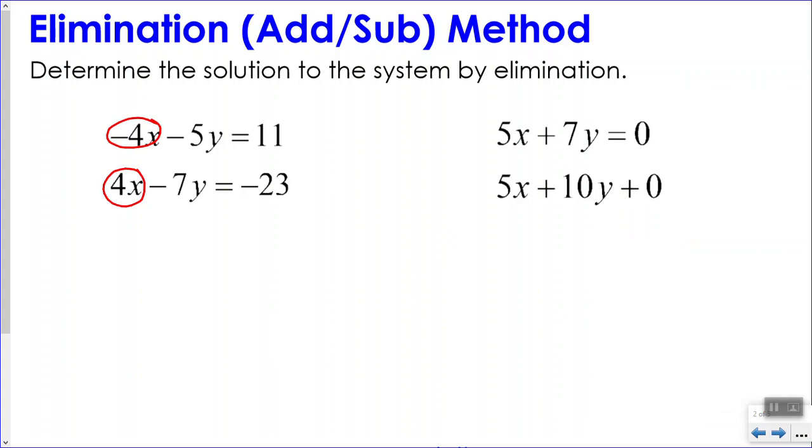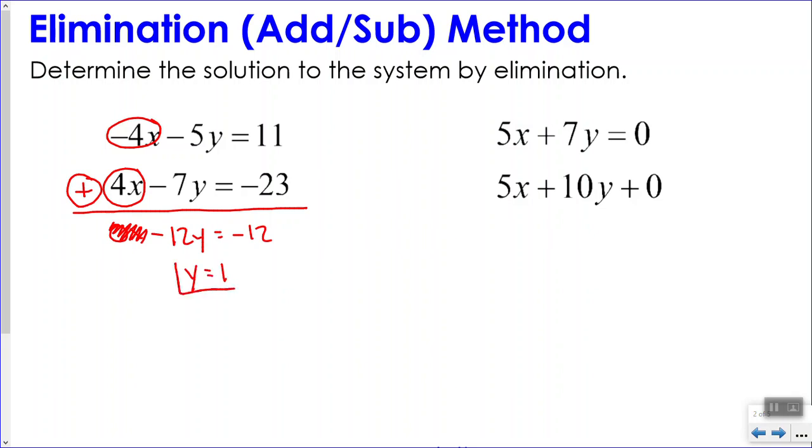So since they are opposites, what I'm going to do is actually add these two whole equations together. So we have negative 4x plus 4x is 0x. I'm going to be careful with the signs here. So we have negative 5y plus negative 7y, so we have negative 12y. And then on the other side of the equal sign, 11 plus negative 23 is negative 12. Now the 0x, I don't need to worry about this anymore. I divide both sides by negative 12, and I get y equals 1.